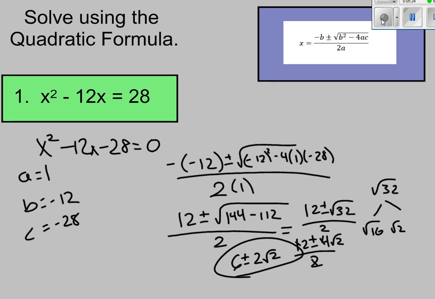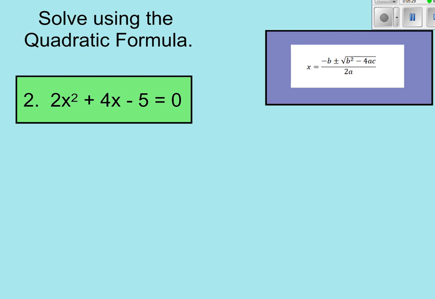All right, so here's where we are. 6 plus or minus 2 square root of 2 is going to be your solution to that. Now, next one. If there's something in front of x squared, that's fine. Don't panic. That becomes your a. So a is 2, b is 4, c is going to be negative 5. Please notice I keep bringing the sign with that.